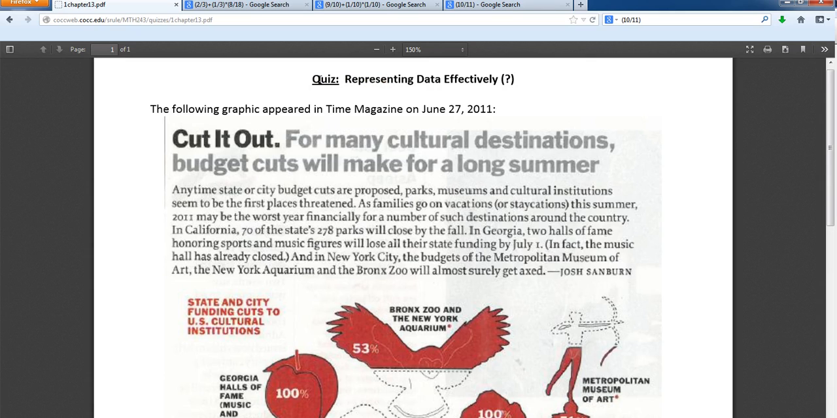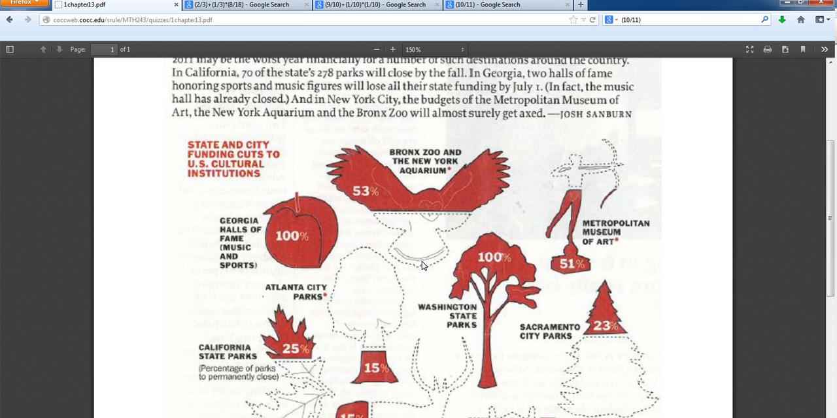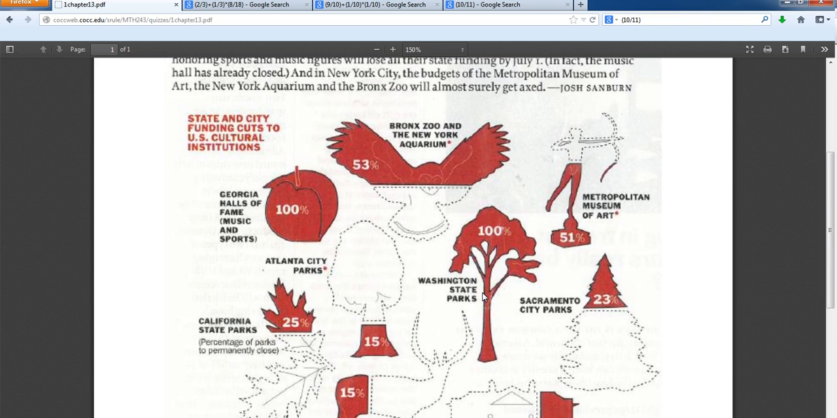The purpose of this video, excuse me, is to take a look at this quiz, "Representing Data Effectively?" because we're not sure if they did or not. I like the graphic in general because it's interesting in that they have each of the graphs representing something about the topic.